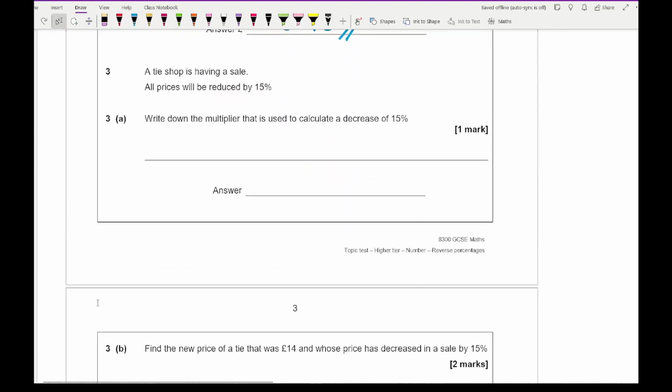Then moving on to question 3, it says a tie shop is having a sale. All prices will be reduced by 15%. Write down a decimal multiplier that is used to calculate a decrease of 15%. So again, always start with 100, take away 15, that equals 85%. And 85 as a decimal is 0.85.